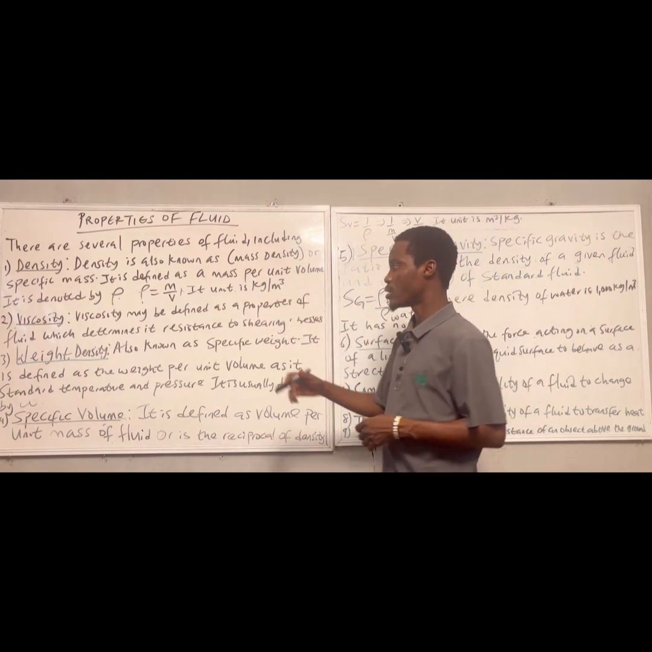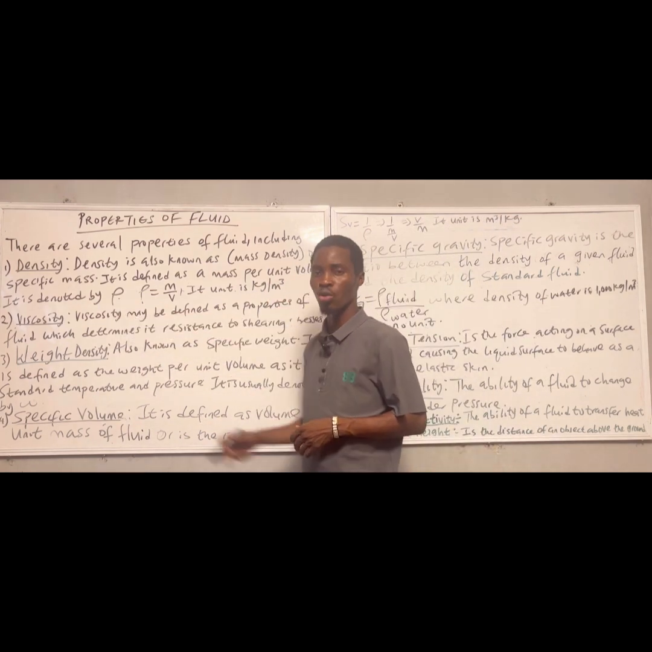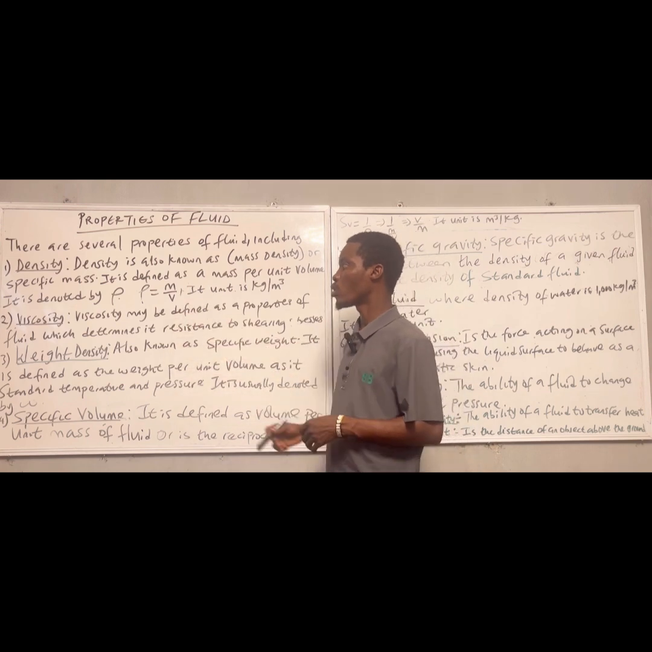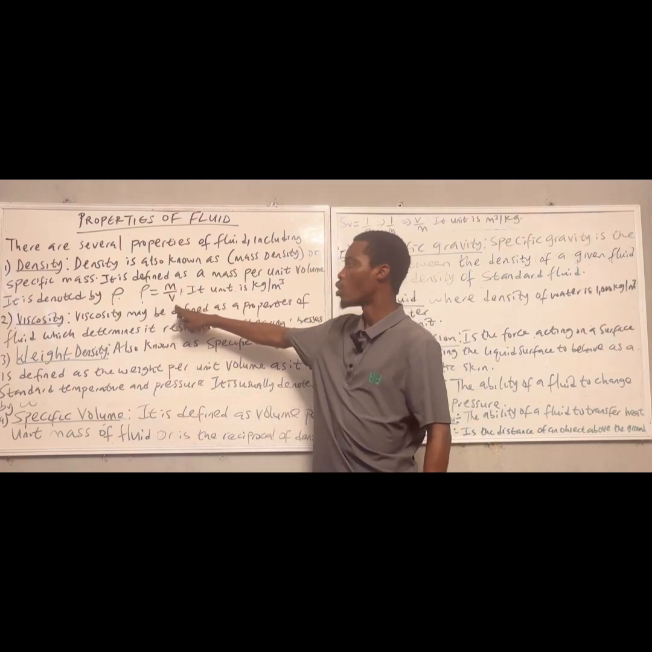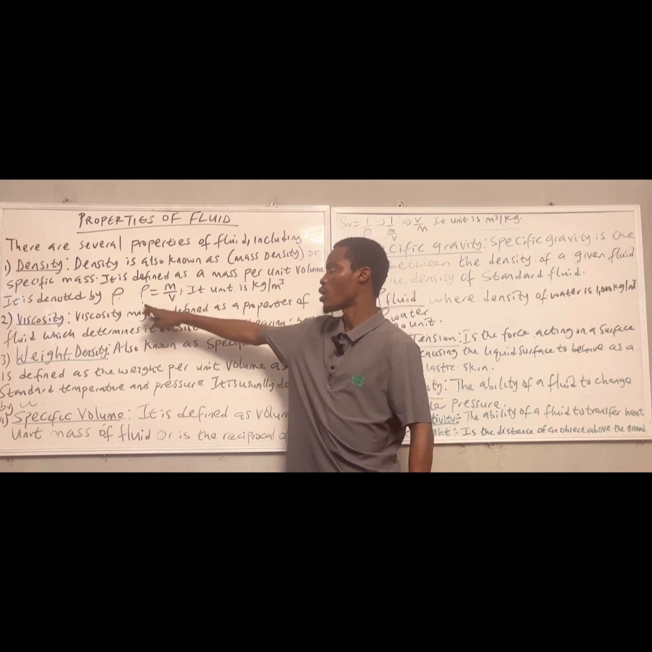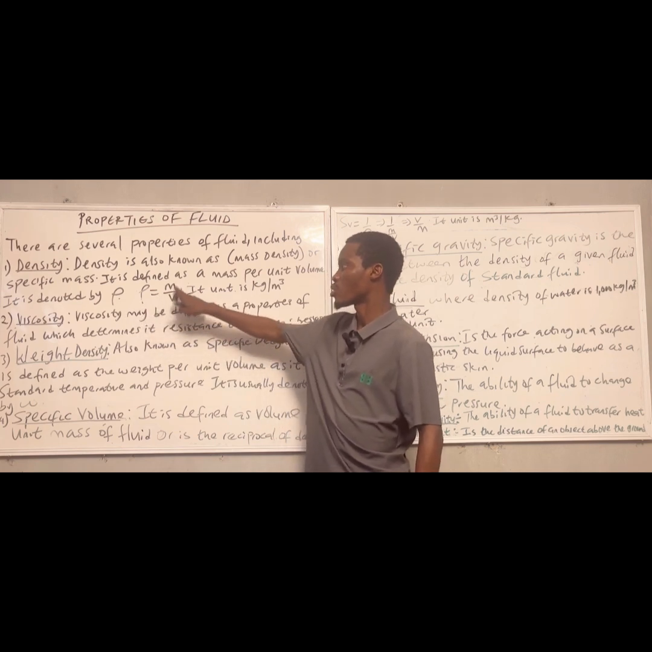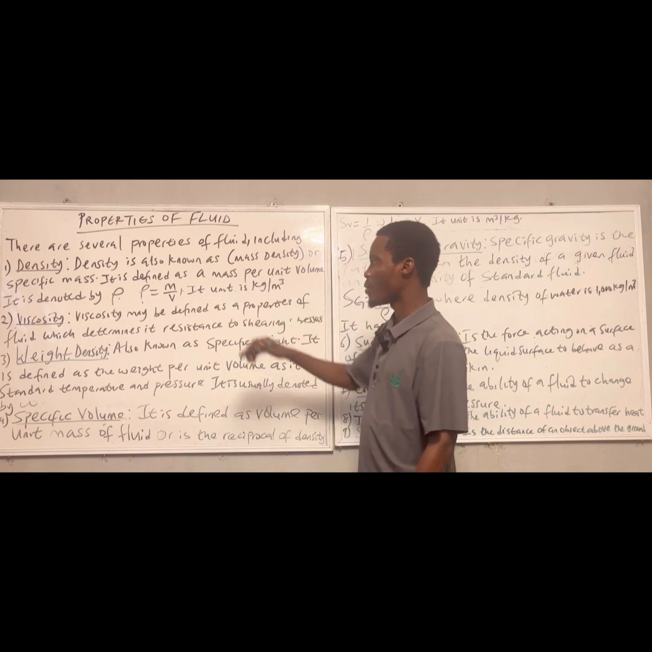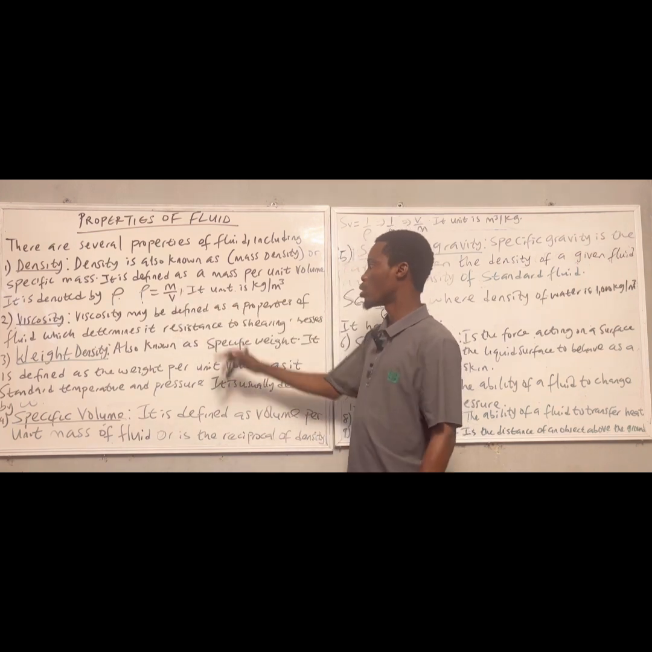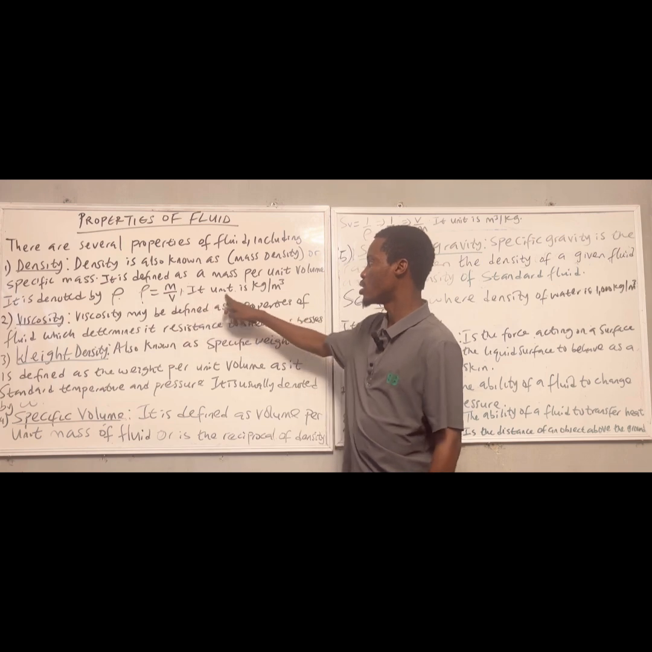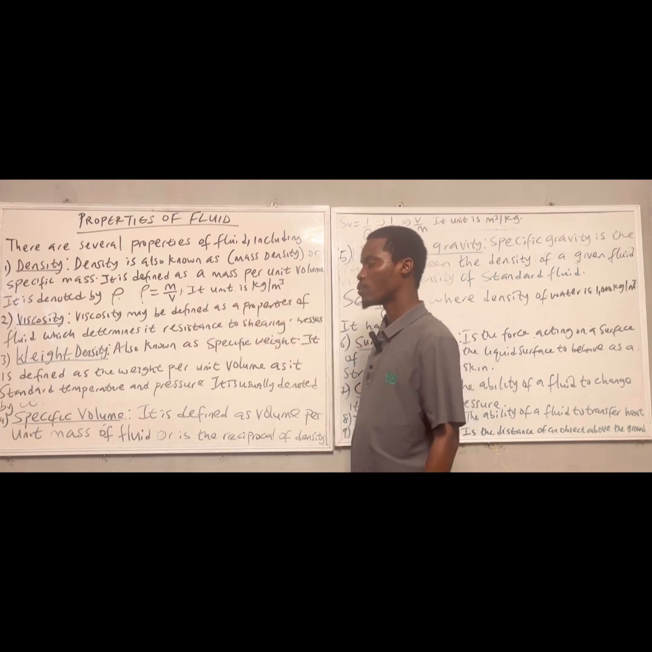It is denoted by the symbol rho. From the definition of density, we got that it is a ratio of mass and volume, or mass per unit volume. So density is equal to mass over volume. Mass is measured in kilogram, while volume is measured in meter cube. So its unit is kilogram per meter cube.